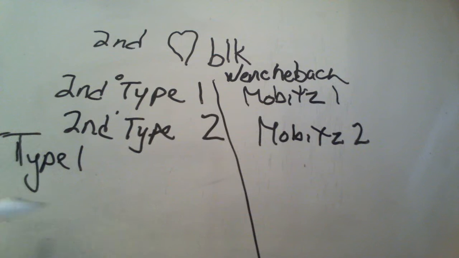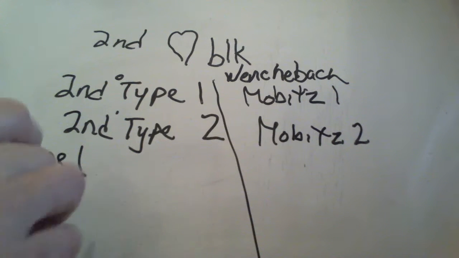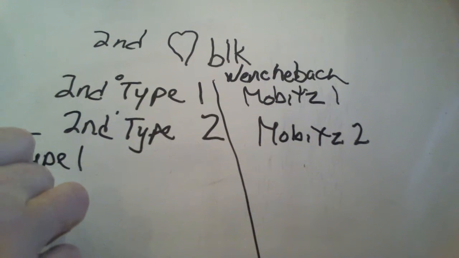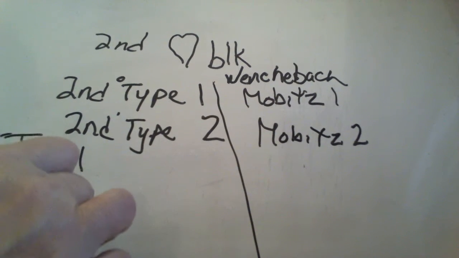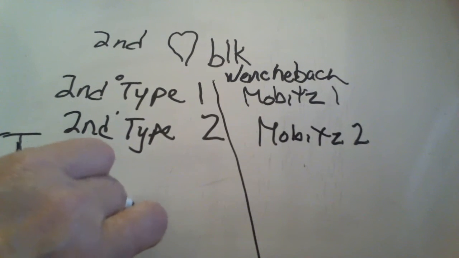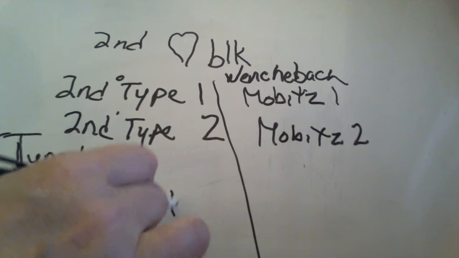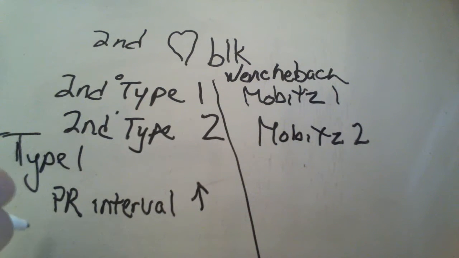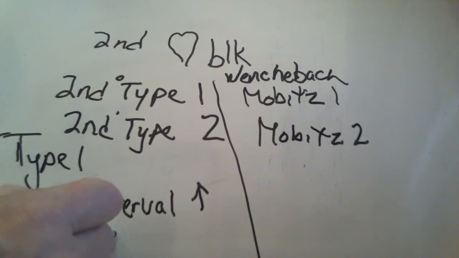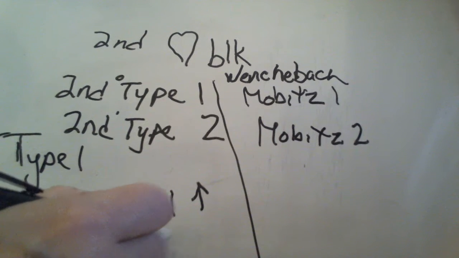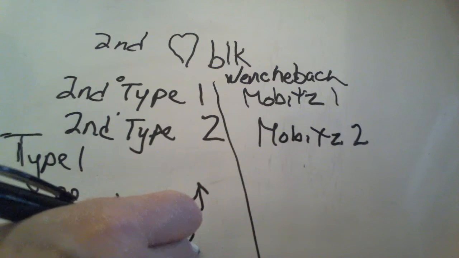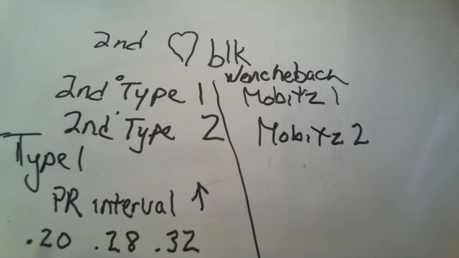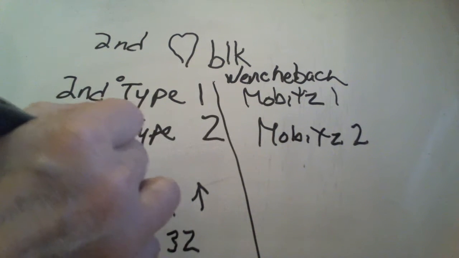You are going to have elongating PR intervals. What does that mean? Our PR interval is not going to be constant. It increases. It keeps increasing in size. It might start at 0.20. The next QRS, it's at 0.28. The next one, it might be at 0.32. And then all of a sudden, you drop a QRS. And then no QRS.